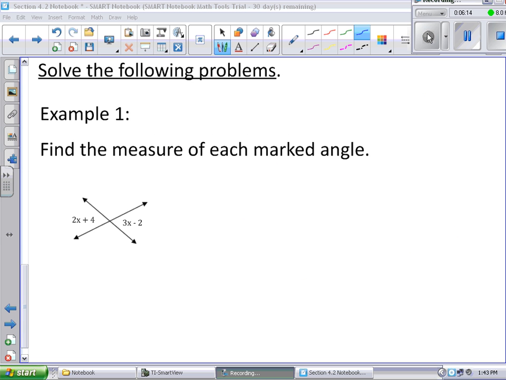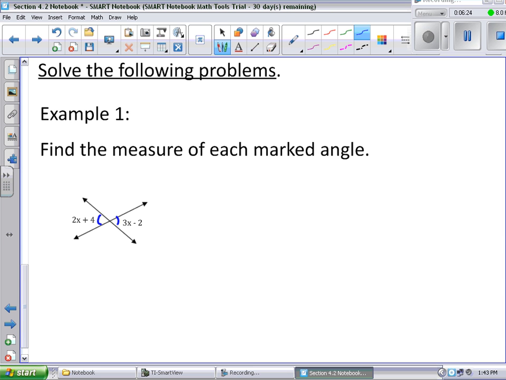Solve the following problem. Example 1. Find the measure of each marked angle. There are two angles that are marked. One of them is 2x plus 4, and the other one is 3x minus 2. These are vertical angles, or opposite angles, and we know that opposite angles are equal, so we can say 2x plus 4 is equal to 3x minus 2.